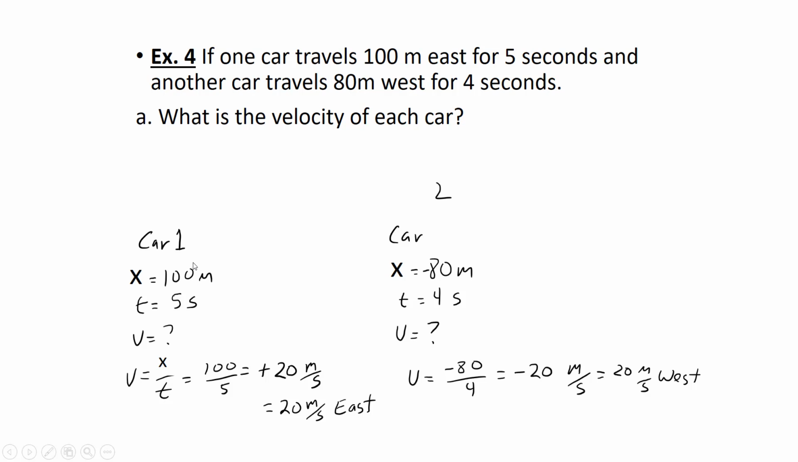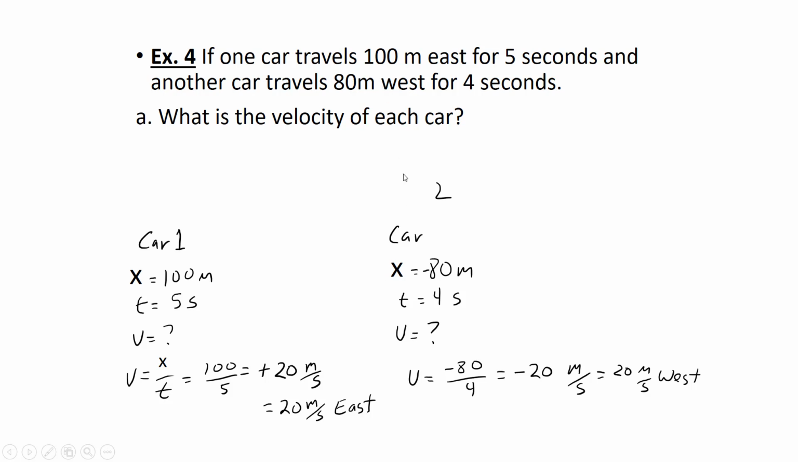One car going 100 meters east in 5 seconds. We'll go ahead and say this is positive because it was east. I should have put a little plus sign, even though you don't really need it, but the plus sign represents east. And you take the velocity equals the displacement over time. 100 over 5, you get positive 20. The positive stood for east. So here you have 20 meters east.